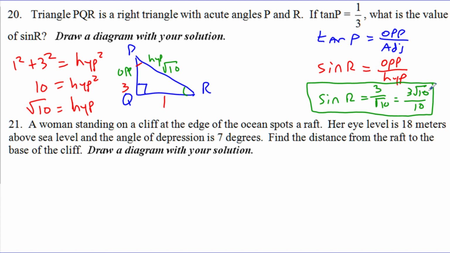So we have to do a little bit of work with that. When we had to find our own hypotenuse, we had to use the tangent ratio to put down some legs, and then we had to figure out what the sine of R was. All right, last problem.